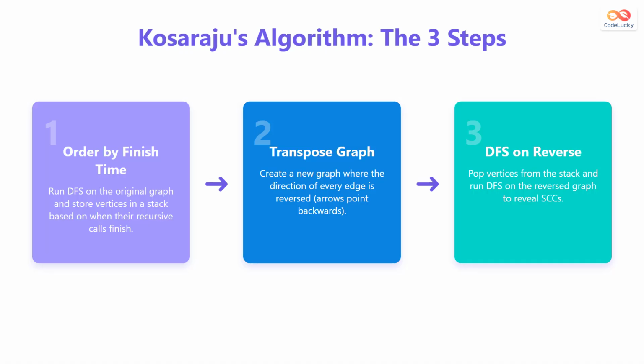The most popular way to find these components is Kosaraju's algorithm. It is surprisingly elegant and relies on performing depth-first search twice. The process has three main phases. First, we order nodes by their finish time. Second, we flip the entire graph's edges. And third, we run DFS again on this reversed graph.